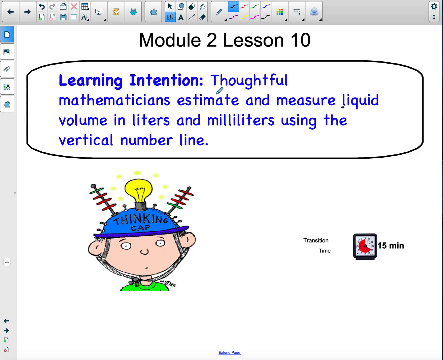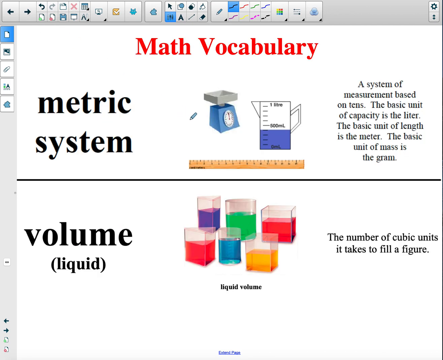Let's start with our learning intention. Thoughtful mathematicians estimate and measure liquid volume in liters and milliliters using the vertical number line. So let's take a look at today's vocabulary.